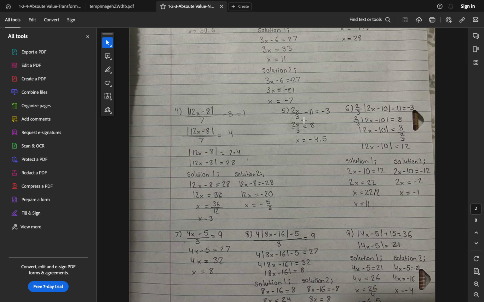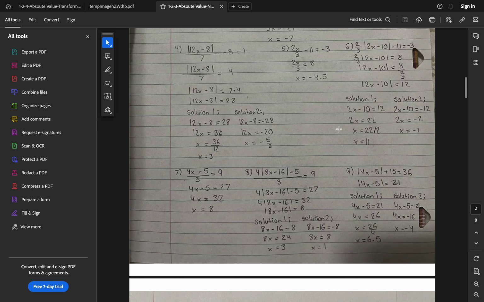On to question number 5. This one's pretty basic. We have 2x over 3 minus 11. We rearrange so we isolate for the x. We have 2x over 3 is equivalent to 8. Right, now we isolate the x again by timesing both sides by 3 over 2, and we get x is equal to negative 4.5.